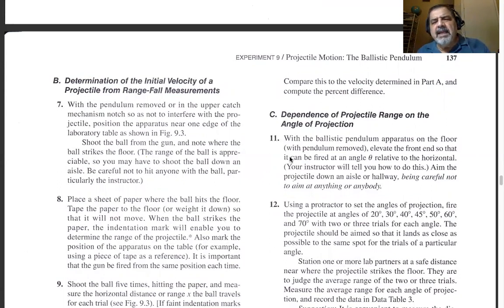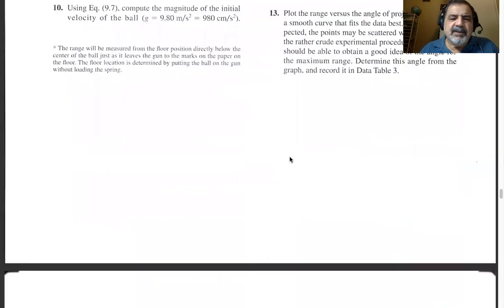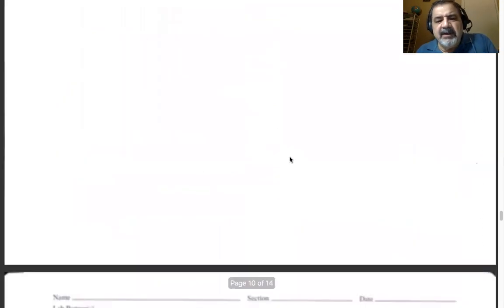Now, ordinarily, we use the same spring-loaded cannon for each of these. I couldn't find a set of experiments that use the same velocity range. So part of this, when you get the percent difference, you can ignore that because it's going to be two different velocities. But then we're going to have the data tables.